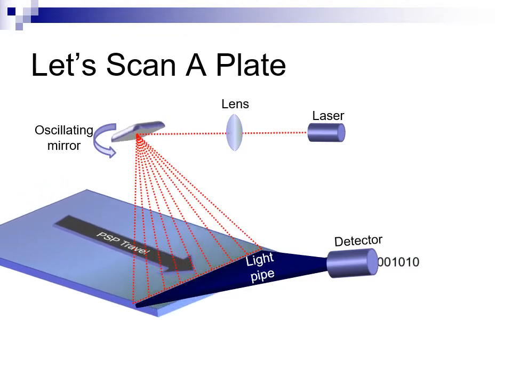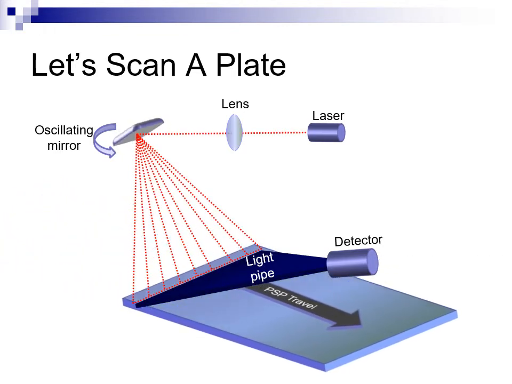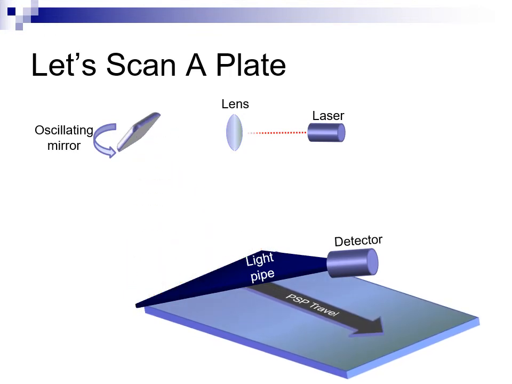Here we see the scanning process, and the plate is moving under the laser beam. All the time, the light intensity per pixel is converted into a binary number and sent to the computer for processing, display, and storage. The scanning process takes just a few seconds. Once the plate is scanned, it passes under a bright light to completely erase the plate. Then the plate is returned to the cassette for reuse.